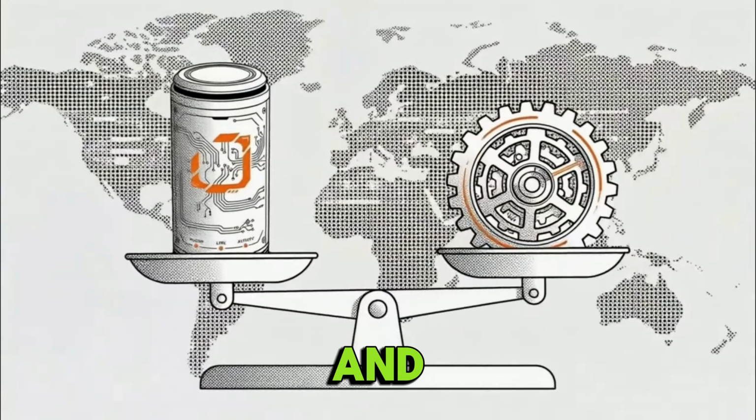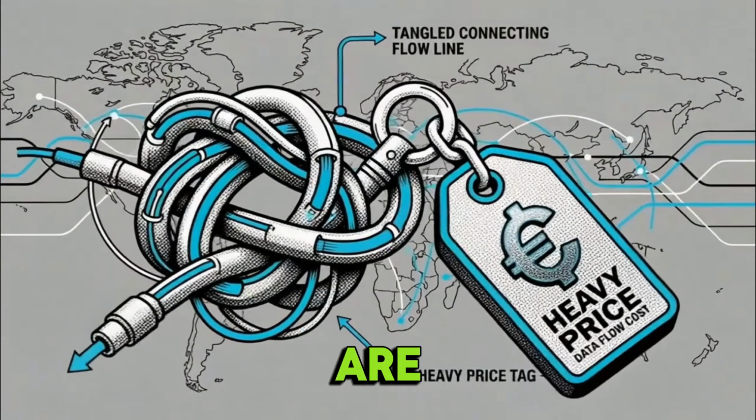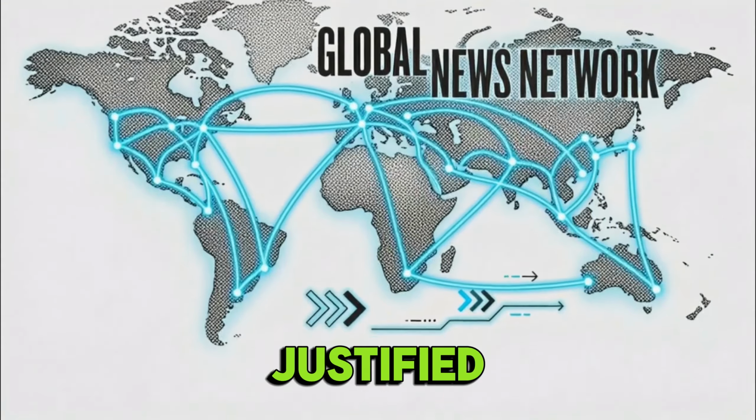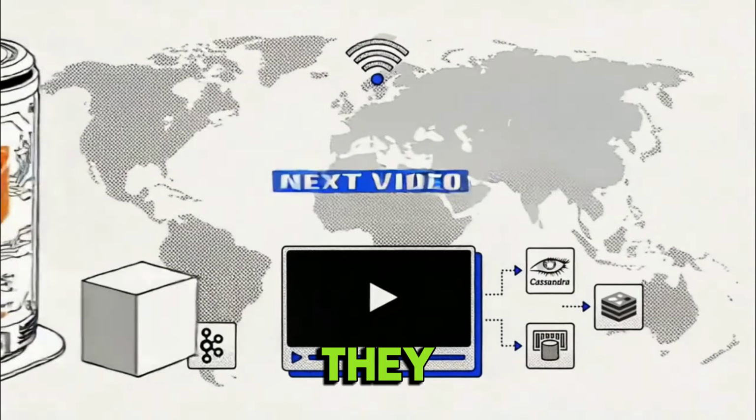The trade-offs are real and they matter. Eventual consistency and operational complexity are the costs. At Netflix scale, those costs are absolutely justified by the independent scalability gains. At small scale, they may not be.